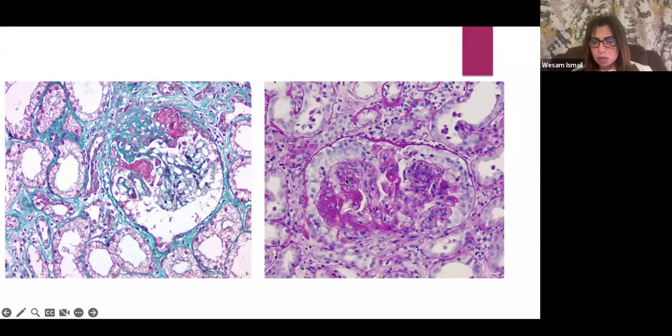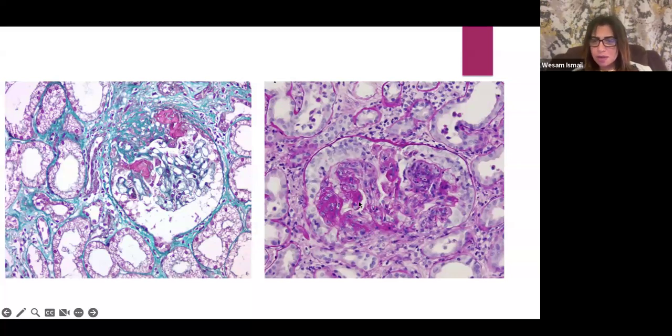And you can look at the one on the right, the PAS stain. Again, this is a sclerotic nodule, which represents a healed acute lesion. This is what we call endocapillary hypercellularity. There are subendothelial deposits here. There is again endocapillary hypercellularity. There is an early crescent.